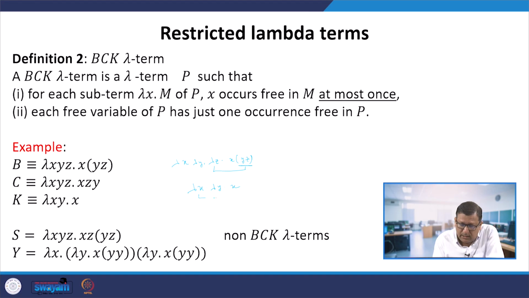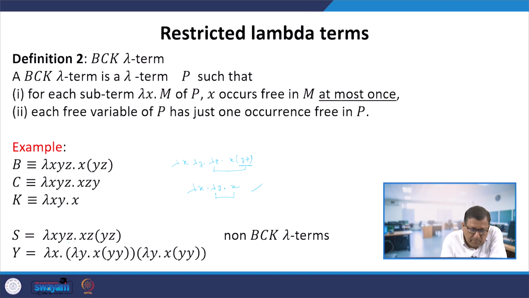If I take this term, x occurs at most once, that is true. If I take this part, y should occur at most once, 0 or 1. So it is occurring 0 times. So this is okay, they are BCK lambda terms. Now consider this function, that is also a rearrangement, but not this way. Here we have x z, y z.